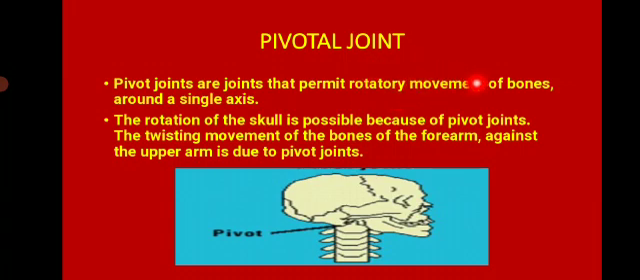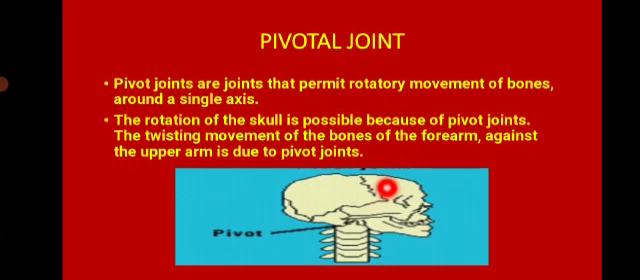Pivotal joints permit rotatory movement of bones around a single axis, for example the neck bone. The rotation of the skull is possible because of pivotal joints. The twisting movement of the bones of the forearm against the upper arm is due to pivot joints. Are you clear?